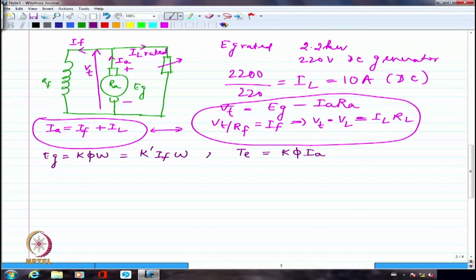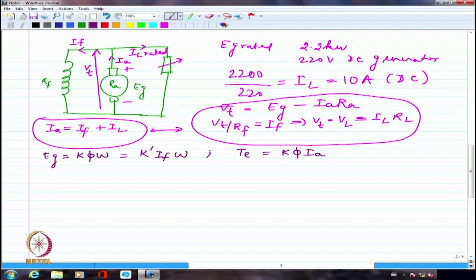Both these equations are very much valid, whether it is a generator or a motor. The only thing is, in a motor we will not call this EG, we will call it EB, back EMF or counter EMF. And we will call the torque the electromagnetic torque, which becomes the output torque in the case of a motor, whereas it is a counter torque in the case of a generator. That's all the difference.